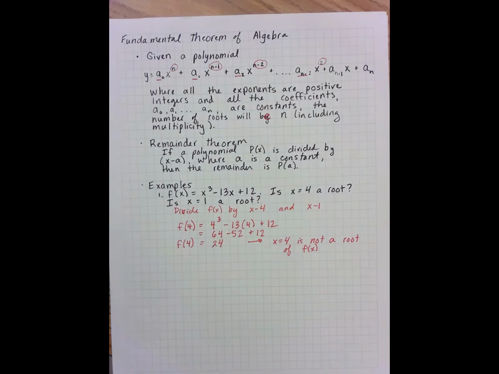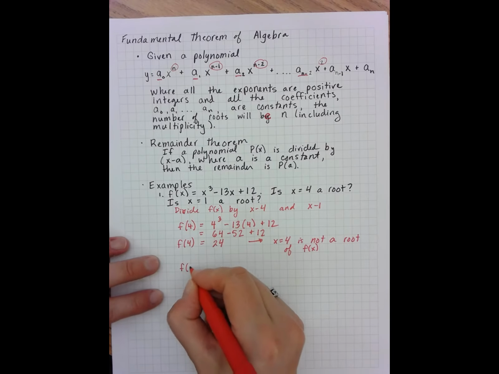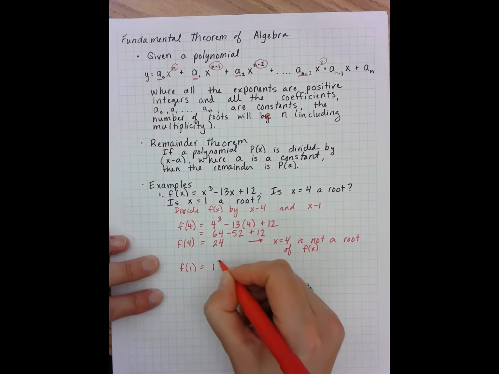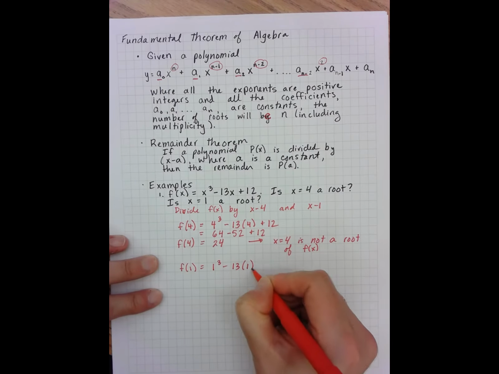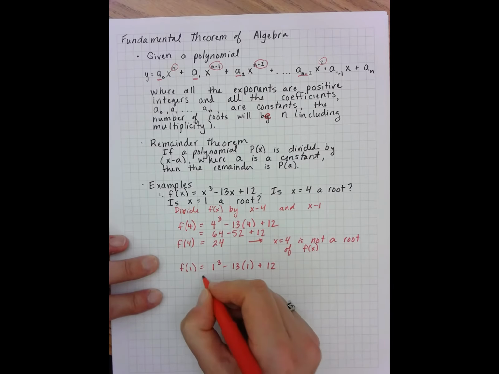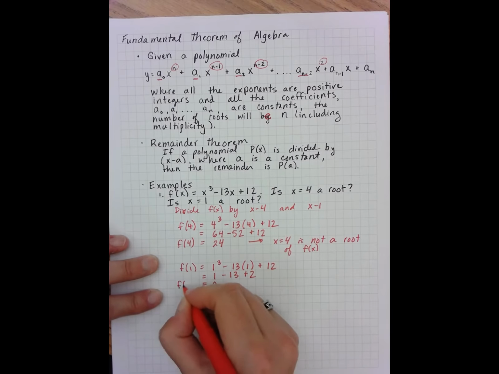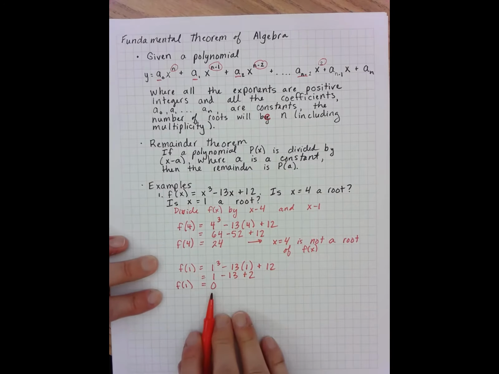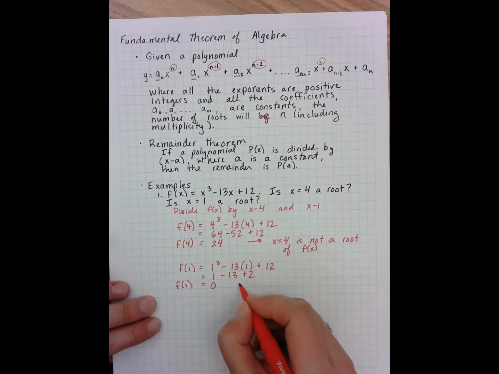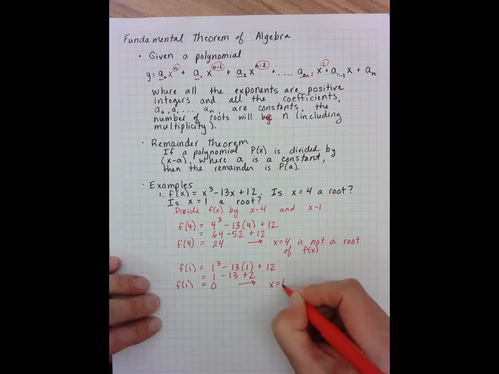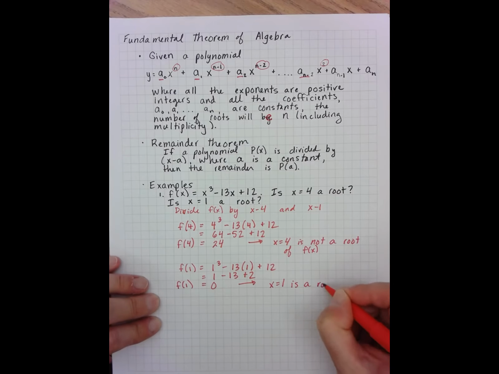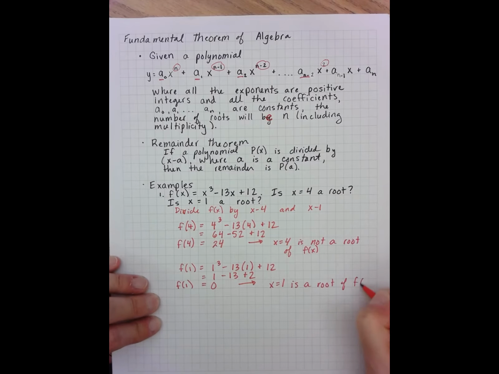Now we're going to try again, but in this case with f of 1. So I have 1 cubed minus 13 times 1 plus 12, which gives me 1 minus 13 plus 12, which is 0. Which means that if I get a remainder of 0, I can say x equals 1 is a root of f of x.